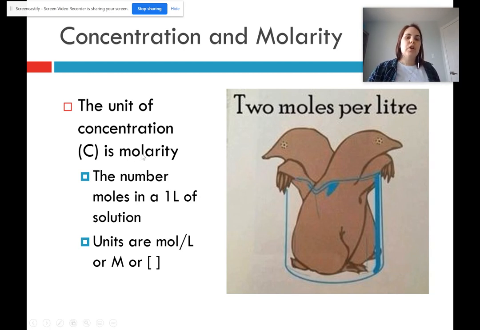So molarity is the number of moles per liter. So how many moles of your solute do you have in 1 liter of the solvent? So we would measure this like you put cm if you're measuring centimeters, and here mol per L, so moles per liter, a capital M, which also represents moles per liter, or you put a number in these square brackets, and that also tells the reader that you've measured it in moles per liter.